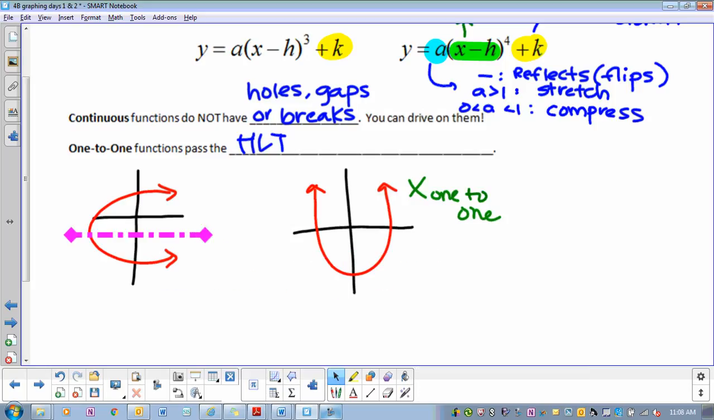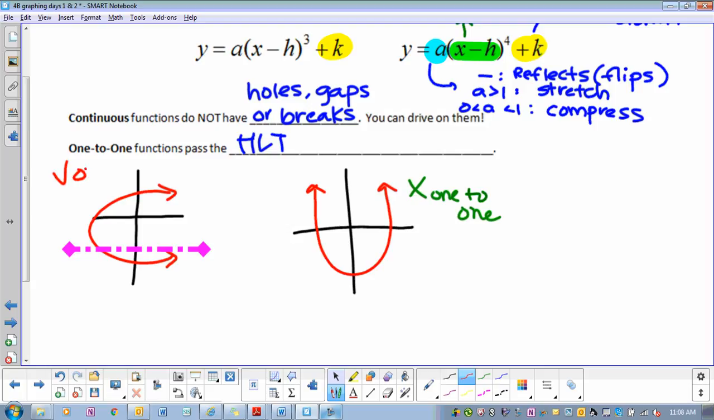But look at this guy. Does it pass the horizontal line test? I mean, it curved a little bit there, but it's really not supposed to. Yeah. It's just because my drawing is so bad. But this one, yes, this one is one to one. Okay, that's what that means. Yes? All right.